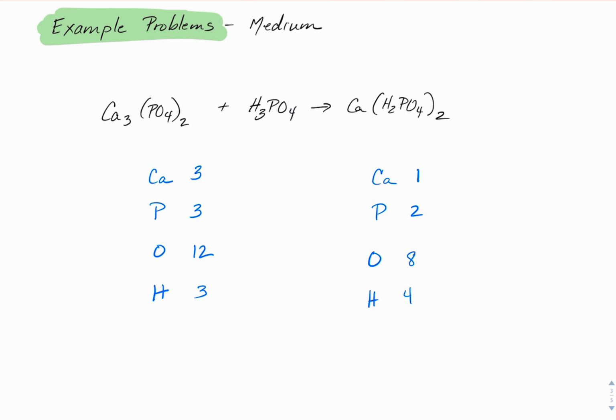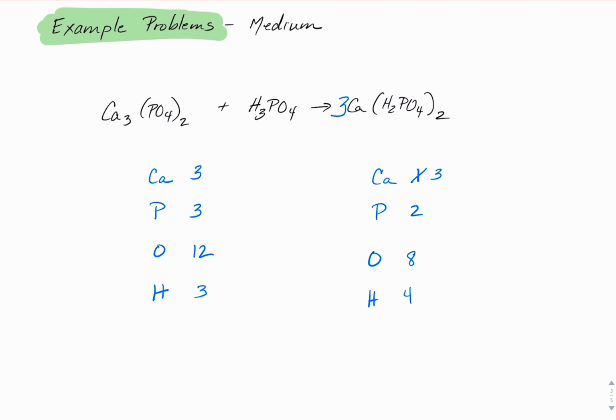Now I will say that when using the trial and error method, there are some general rules of thumb. One of those being, try to balance things that are not oxygen and hydrogen first. So we're going to try to balance calcium and phosphorus first, and then we're going to go back and look at the hydrogens and oxygens and try to work those out. So first of all, we know that there are 3 on the left, 1 on the right, so we need to adjust that number by putting a coefficient of 3 in front of our substance on the right hand side. So this now gives us 3 calciums.